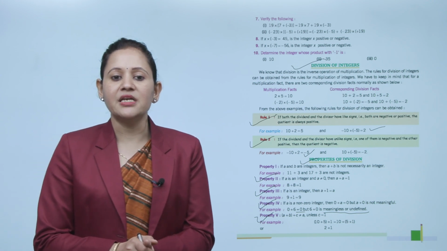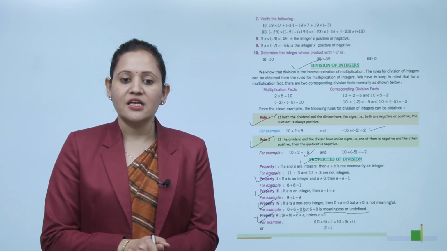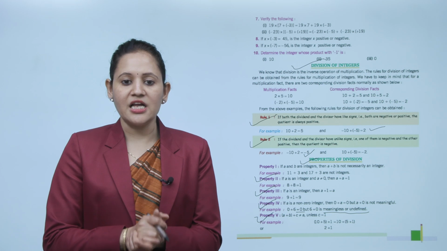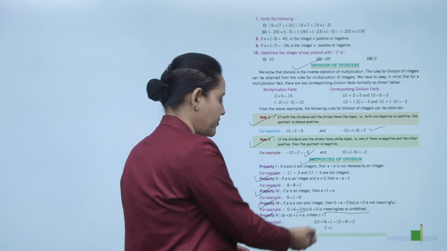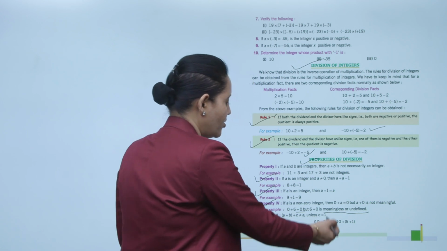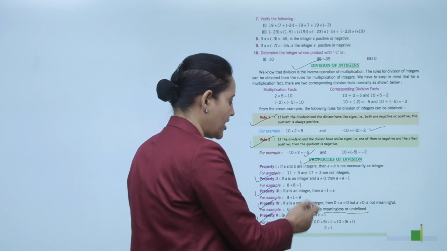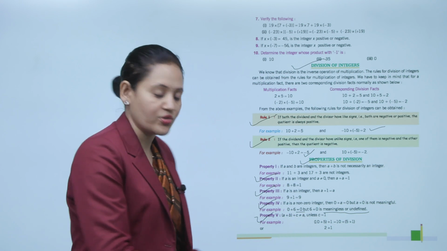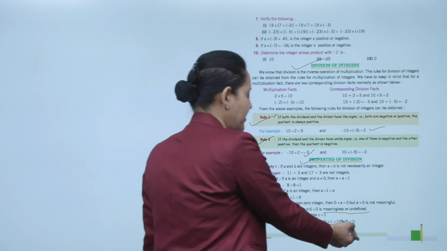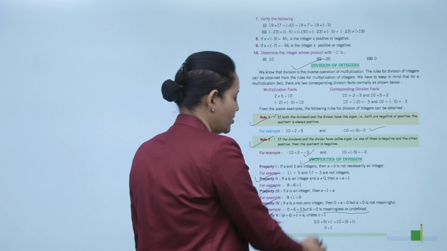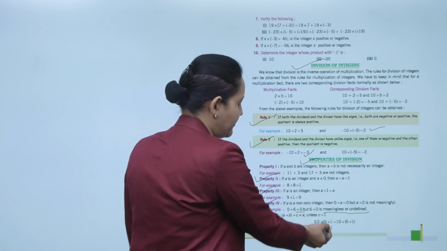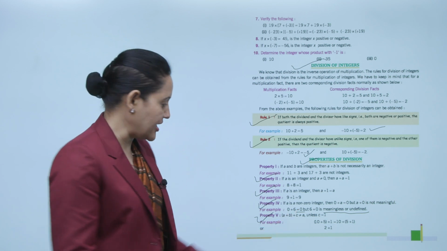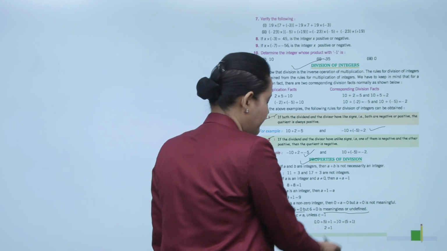Property 5. A divided by B divided by C is not equal to A divided by B unless C equals 1. Take 10 divided by 5 divided by 1. What will that equal? If C is 1, then it will be equal. So 10 divided by 5 is 2, divided by 1 is 2.